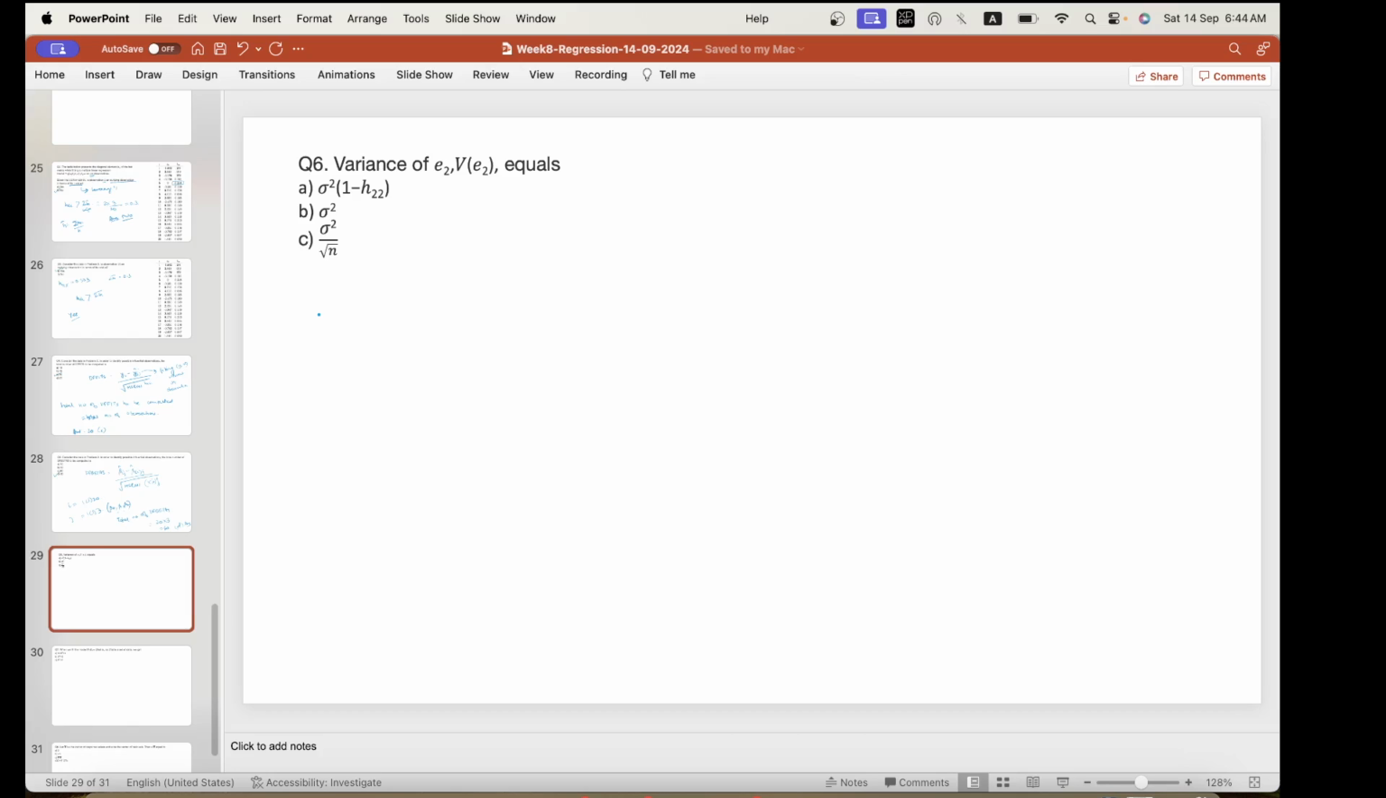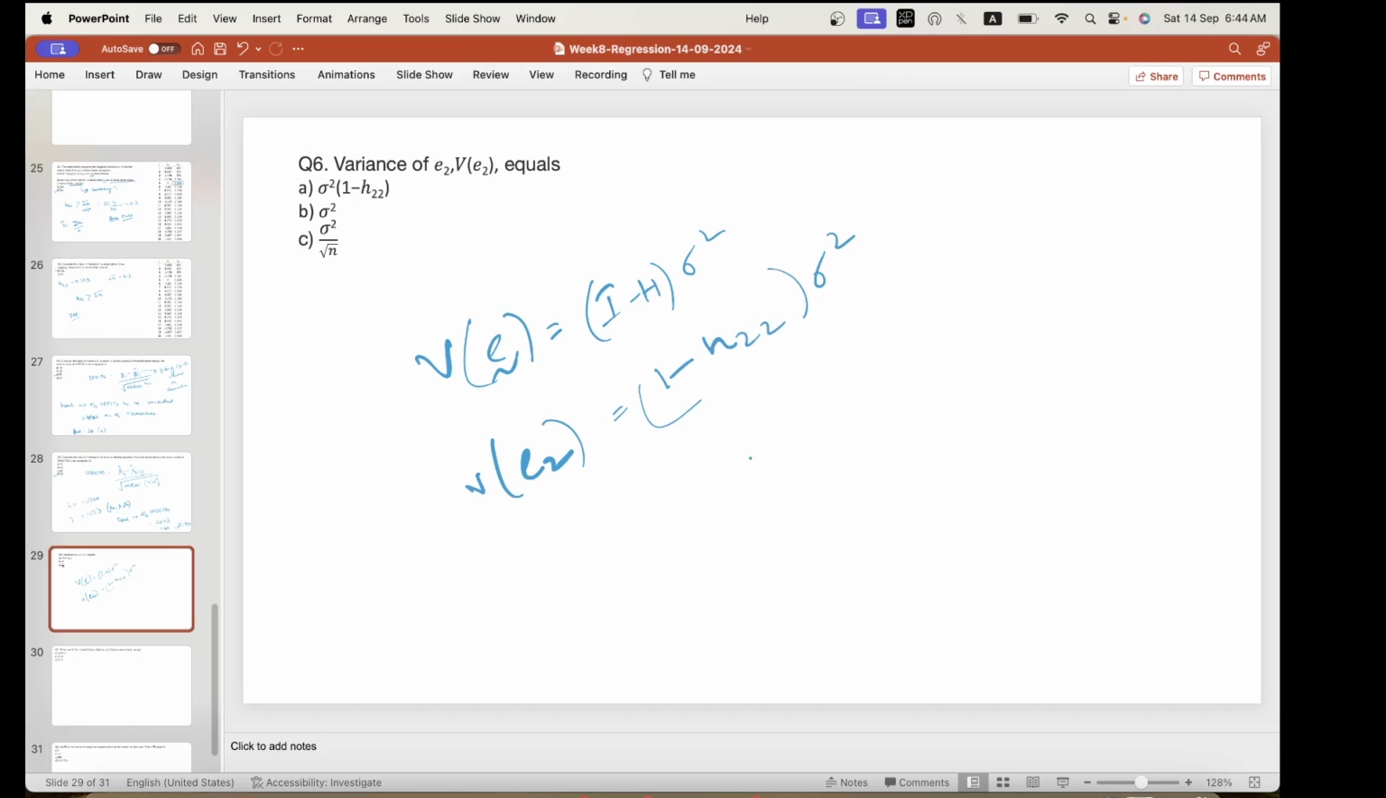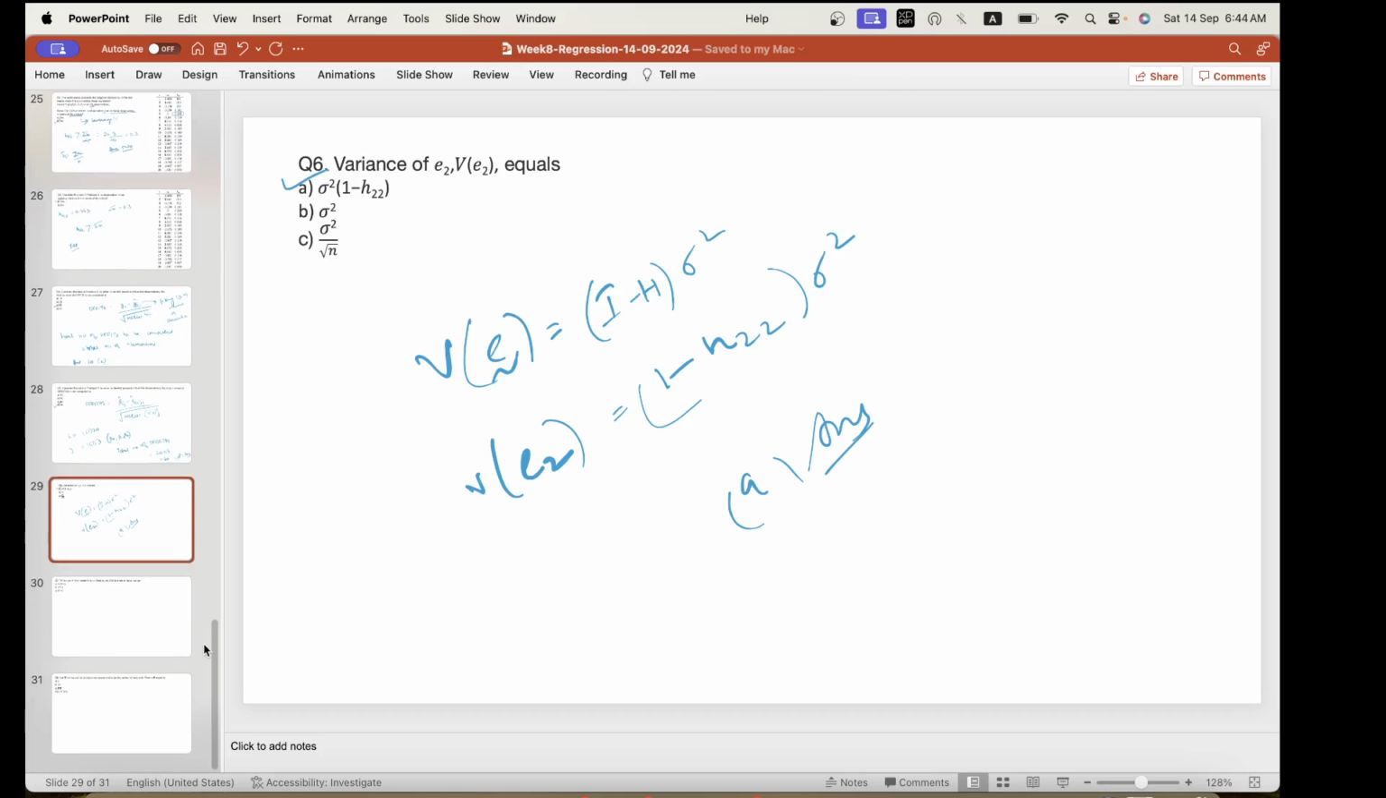Okay, moving on. Variance of e2 equals how much? So if you remember, variance of e is (I minus H) into sigma square. So variance of ei, here e2, would be (1 minus H22) into sigma square, and that's the answer. Okay, moving on.